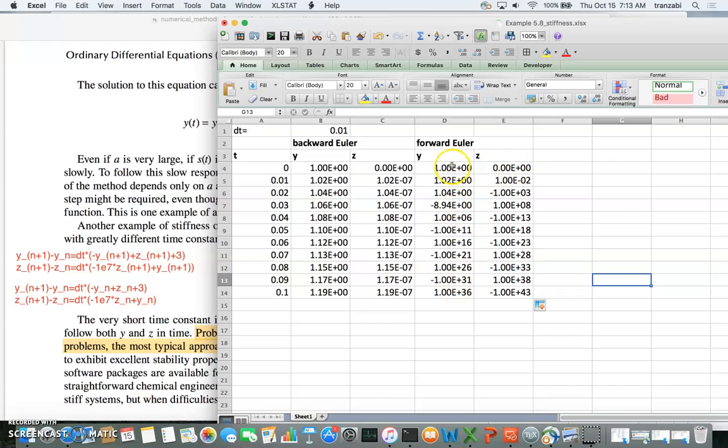Let's copy these, highlight these, drag down, and you see that the solution actually blows up. From initial condition 1, 0, it goes to 10 to the 36 and 10 to the 43. These are huge numbers, right? So most likely forward Euler doesn't work. I mean, the solution goes so fast from 1 to 10 to the 36. It's unreasonably large.